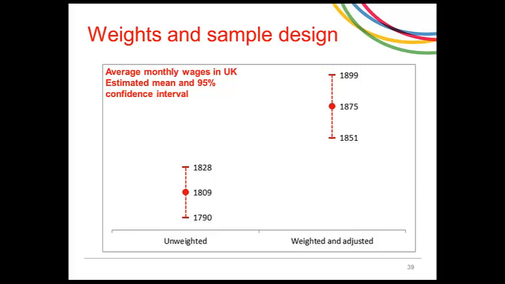And here is an example of what happens if you do not use weights. So on the left-hand side, you see that the average estimated monthly wages in the UK is £809 per month. But once you use the weights, the estimate of the average wage increases to £1,875 per month. And that was the point that I was trying to make.